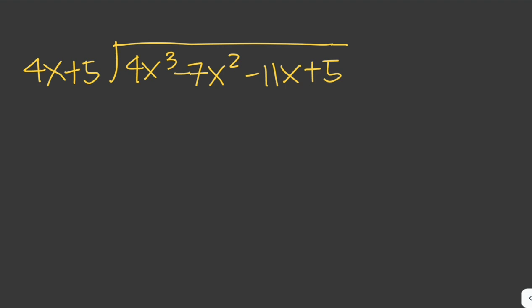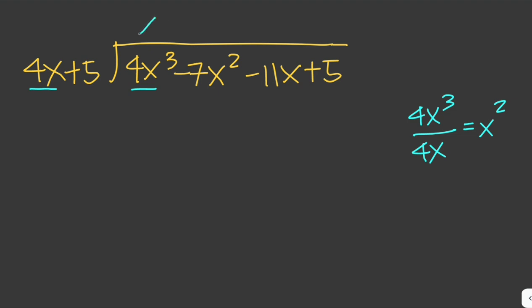Now let's solve another problem. Let's divide 4x cubed minus 7x squared minus 11x plus 5 by 4x plus 5. Let's check our dividend for missing terms. The highest degree is 3, and we notice that there aren't any missing terms here, so we can directly divide the polynomials. We divide the first term of our dividend by the first term of the divisor. So that would be 4x cubed over 4x, which gives us a quotient of x squared.